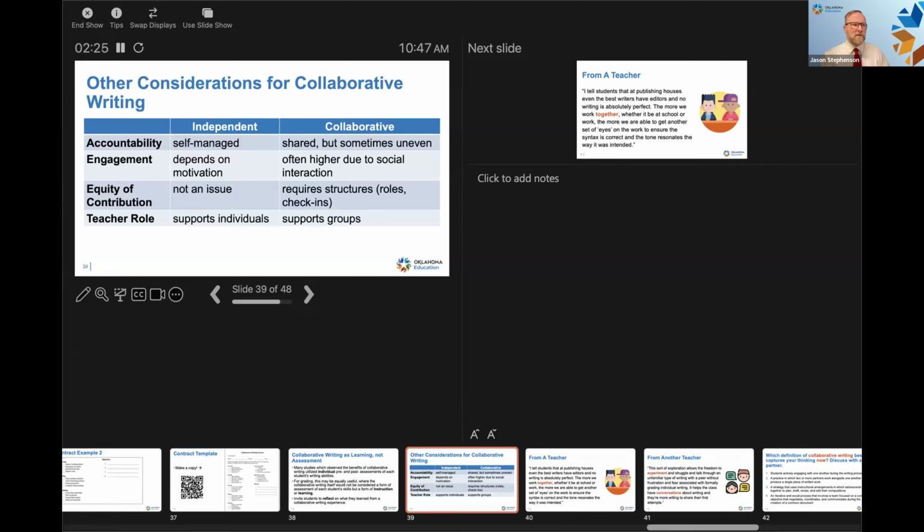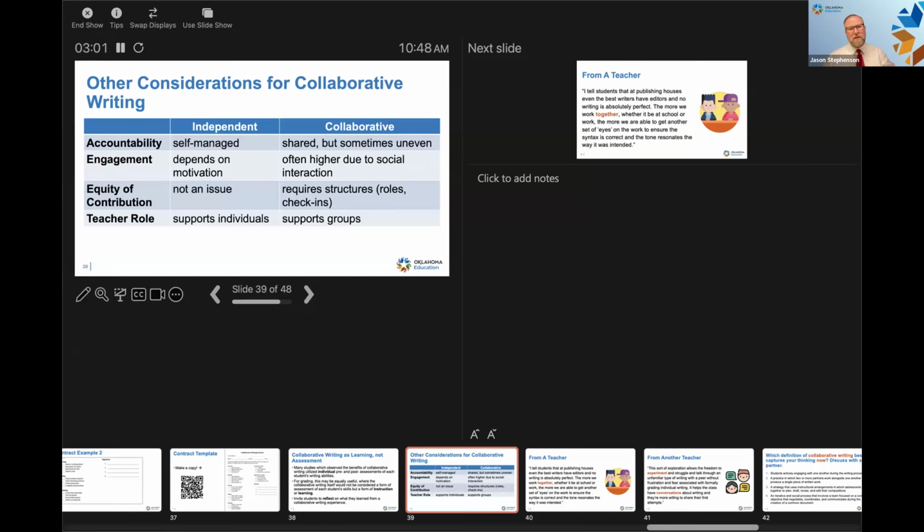Engagement when you're working alone would just depend on individual motivation, but often when students are working collaboratively, there is higher engagement due to that social interaction when students are writing together. And then the equity of contribution, that's not an issue if you're working all by yourself, but if you're working collaboratively, you would need some sort of structures in place, including that contract that I just shared with you, to help distribute the responsibilities of who's doing what during this writing time together.